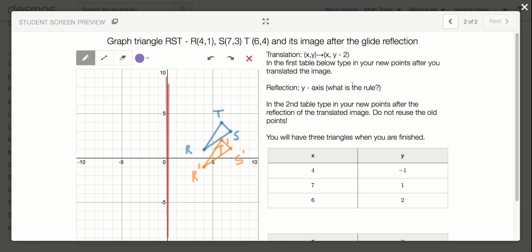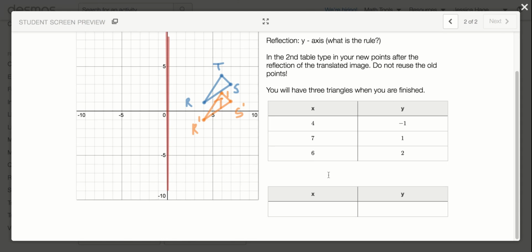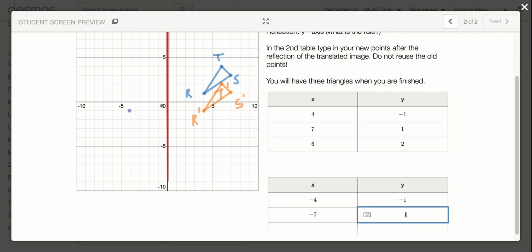So our rule for the y-axis, you want to keep the y's the same because it's not going to move up or down, but we're going to change the sign for the x. That is your rule for y-axis. And you can also count how far away you are. So 4, negative 1 is going to be negative 4, negative 1. So that's going to put you 1, 2, 3, 4, 1, 2, 3, 4. And 7, 1 is going to be negative 7, 1. So S prime is over 7 up 1. So that's 7 away. So if I go 7 away over here, I'm at negative 7 up 1.